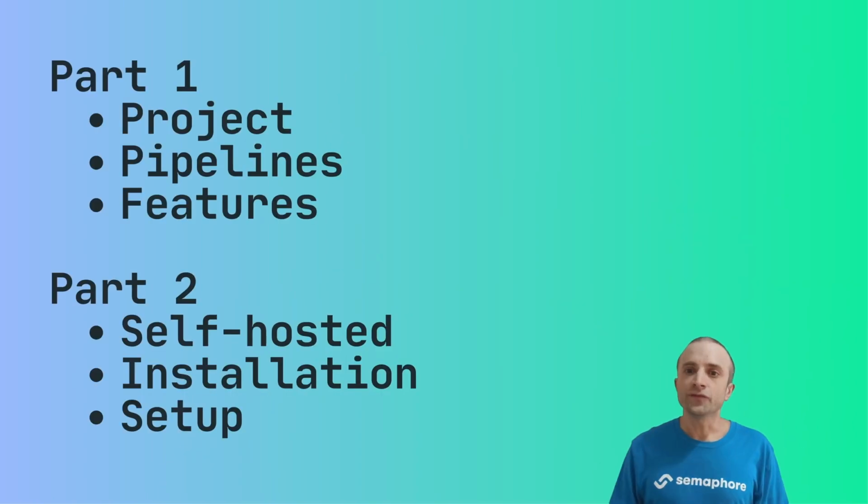The video consists of two parts. The first half will compare the process of setting up jobs, pipelines, and compare features between Semaphore Community Edition and GitHub Actions. In the second half, we're going to go to the on-premise or self-hosted part, and we're going to compare the installation process for GitHub Enterprise Server and for Semaphore Community Edition.